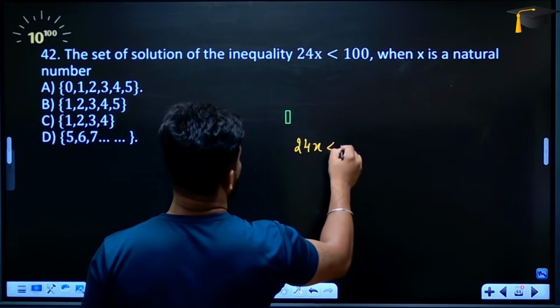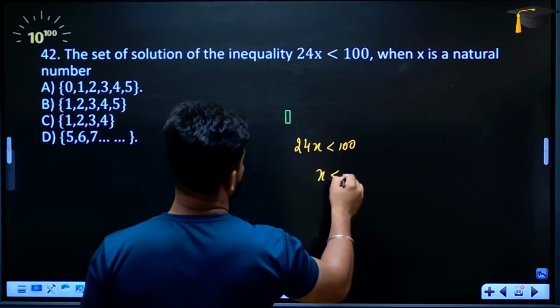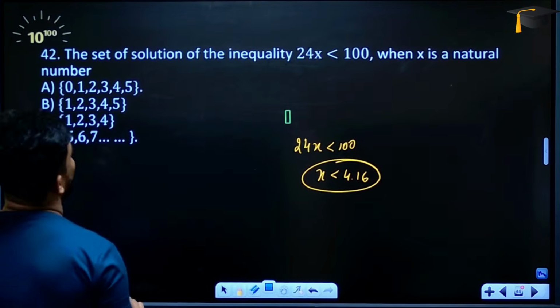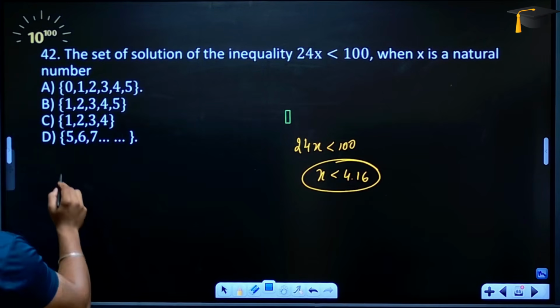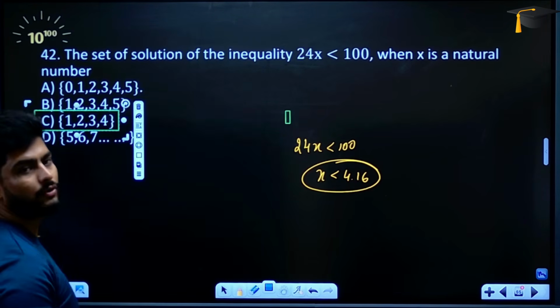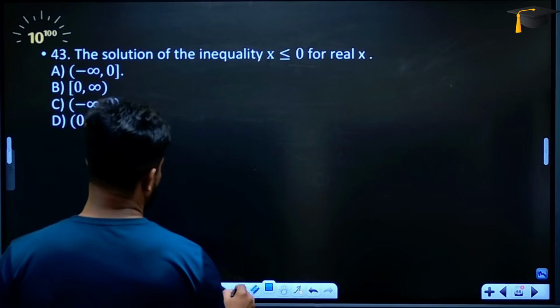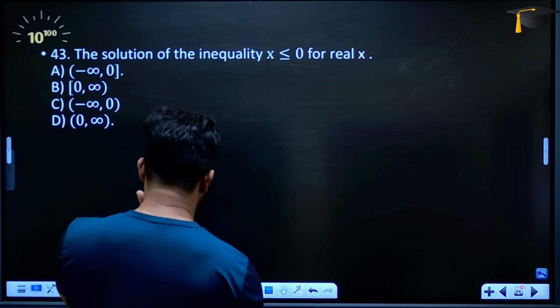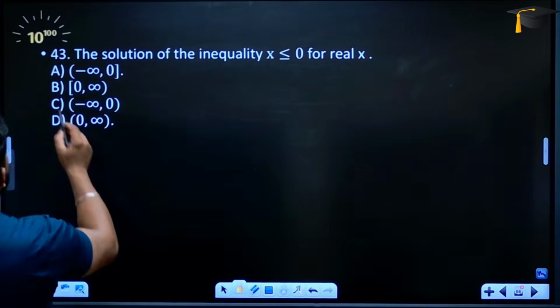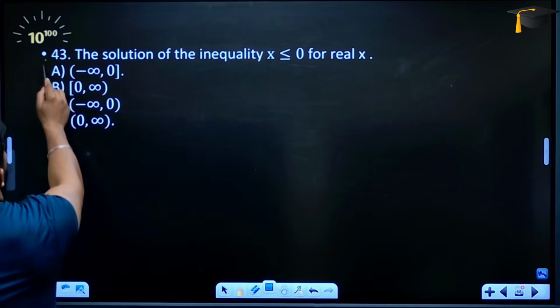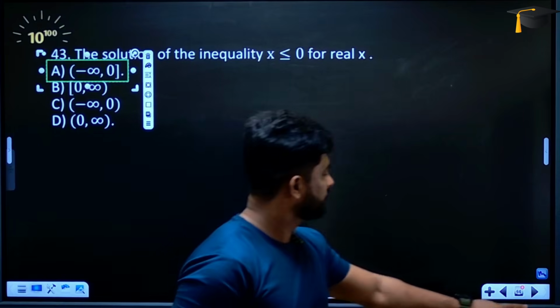Next, the set of solutions of 24x less than 100. So x less than 4.16. It's a natural number, so less than 4.16 is 1, 2, 3, 4. Next. Solution of x less than or equal to 0, right? So 0 and less than 0, that is option A. Minus infinity to 0 is the right answer.